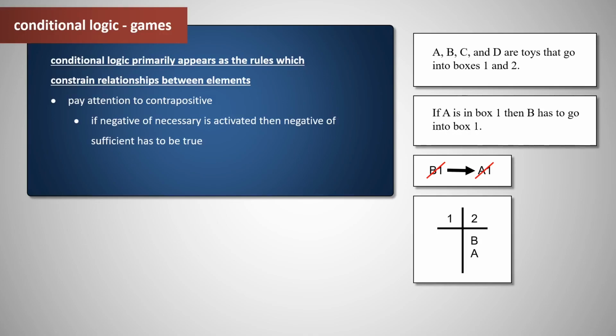If you just looked at if A is in box 1, then B has to go into box 1, you see that B is in 2, you'd have to be like, oh, wait, hold on. But if A is in box 1, then B has to go into box 1.